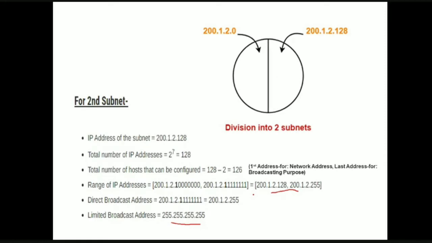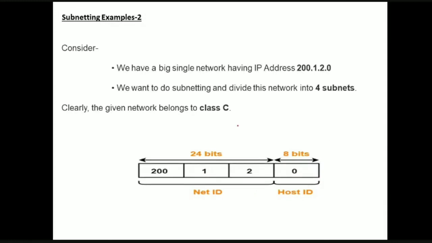Next. Now let us take another example. Previously we divided the network into 2 subnets. Now we want to divide it into 4 parts. Again we took the same IP address 200.1.2.0 and we want to divide this complete network into 4 subnets. Clearly here also the IP address belongs to class C. So the net ID will be the first 3 bytes and the host ID will be the last byte here, isn't it? This is the last byte.